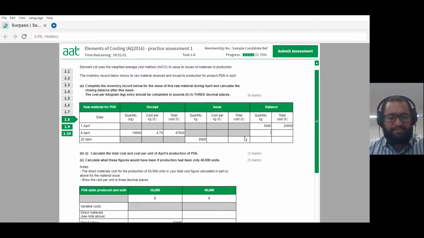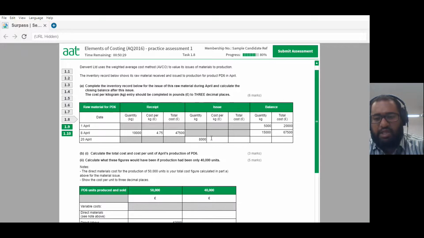So let's do this. It's 15,000 here, calculated the same way as before. So 20,000 plus that is 67,500. Now when we're going to issue 8,000 units using the AVCO method, according to AVCO the cost per kilogram should be completed in pounds to 3 decimal places. So how am I going to find it? I have 67,500 divided by 15,000, and that gives me £4.50.